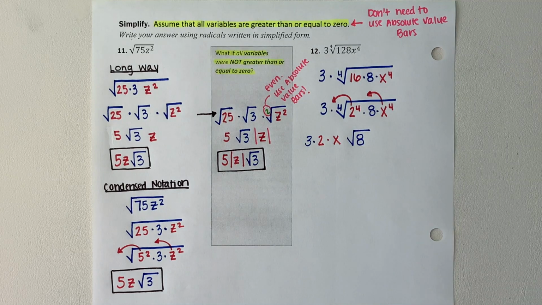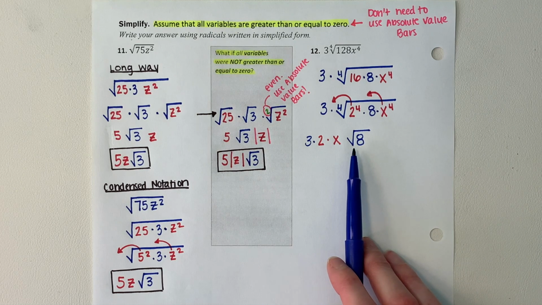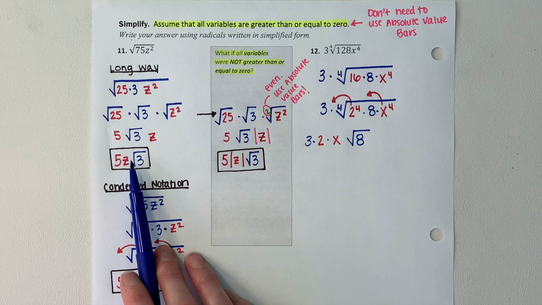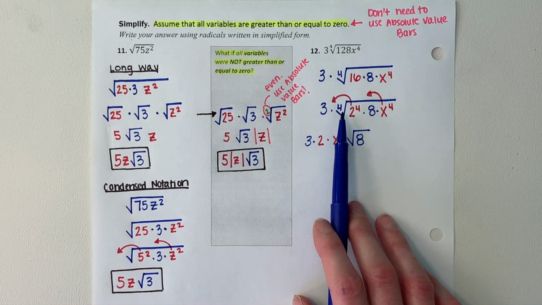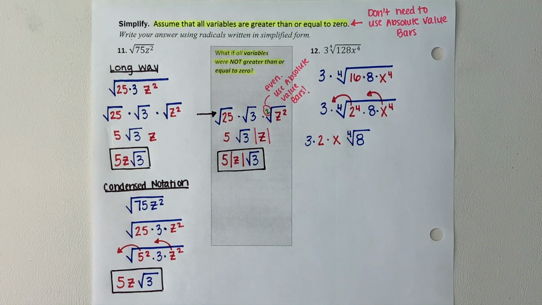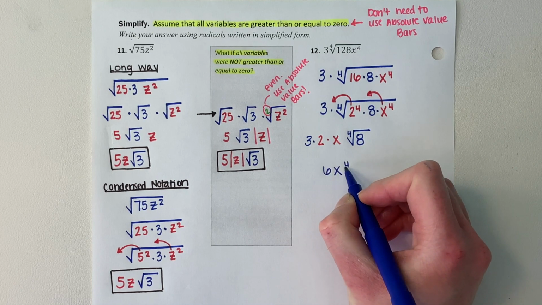Now be very careful. A very easy mistake is to forget to write the index on your radical. If the index is a square, you do not have to write the index. But if the index is anything other than a square, you have to write it. So here the index is a 4. Make sure you don't forget to put that index on your radical. And then for our final answer, 3 times 2 will give us 6, so we'll have 6x, 4th root of 8.